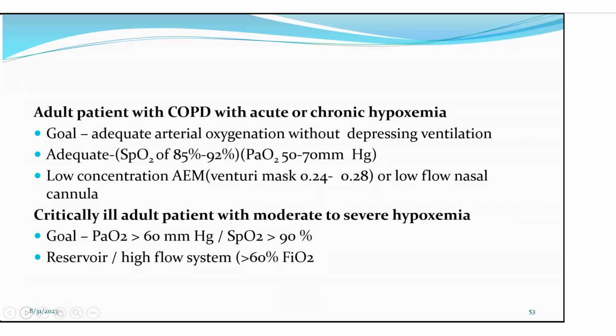We have low concentration of oxygen, such as a Venturi mask of between 24 to 28%, or a low flow nasal cannula. So when you have COPD, we need to give them very little oxygen just to help improve adequate oxygen in the arterial blood. For a critically ill adult patient with moderate to severe hypoxia, the goal is more than 60 millimeters of mercury, SpO2 of more than 90%. There can be a receiver or high flow system of more than 60% fractional inspired oxygen.